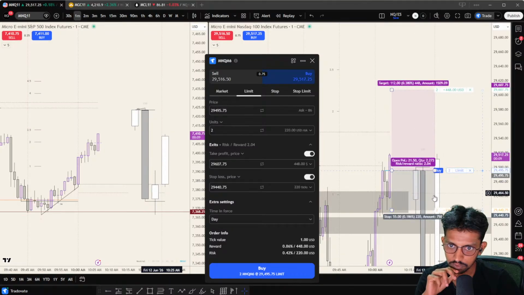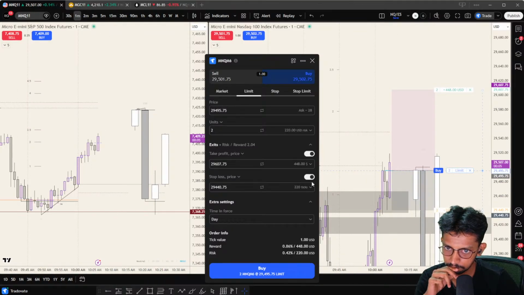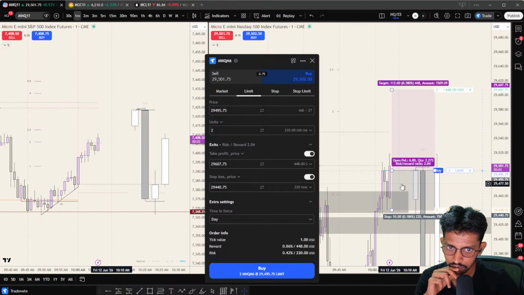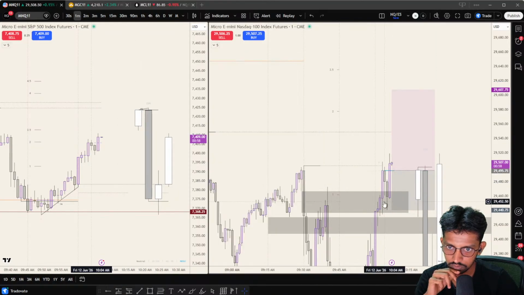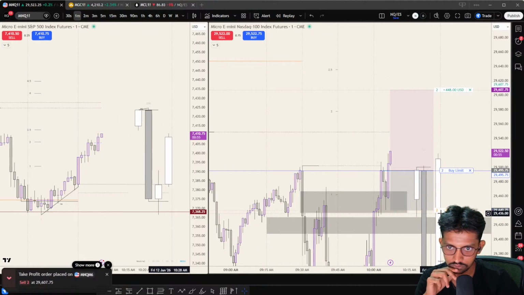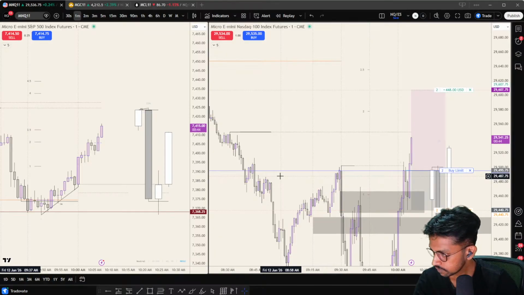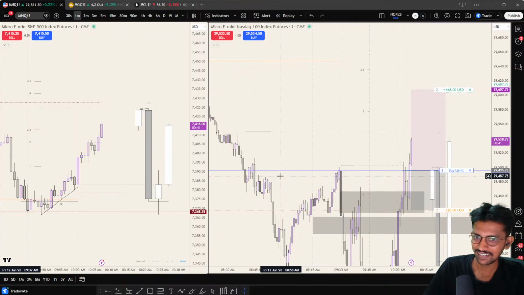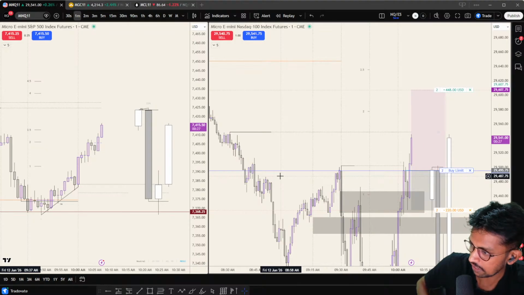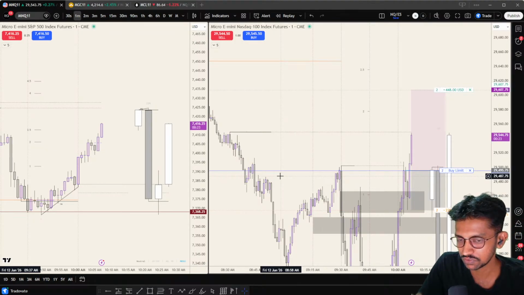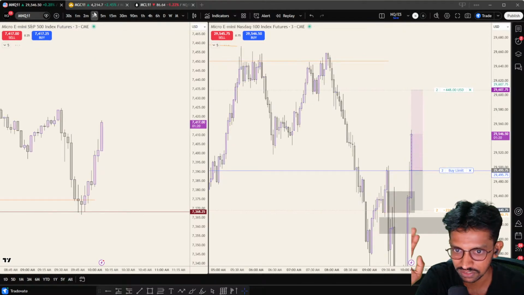Gonna try this if it comes back and taps or if it leaves a gap, but only if we get that change in state of delivery. Okay, we are going to try this one on the limits, not on the market. What's up? I don't know. It didn't even retrace 2 to 3 points, and I don't want to chase it. I let it do its thing.